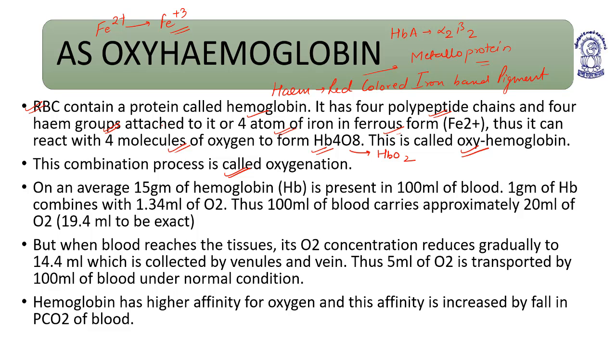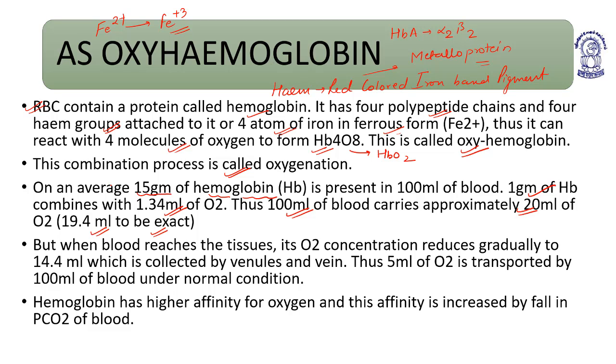On an average, 15 gram of hemoglobin is present in 100 ml of blood in an adult person. 1 gram of hemoglobin combines with 1.34 ml of O2. Very important. Thus, 100 ml of blood carries approximately 20 ml of O2, 19.4 ml to be exact.